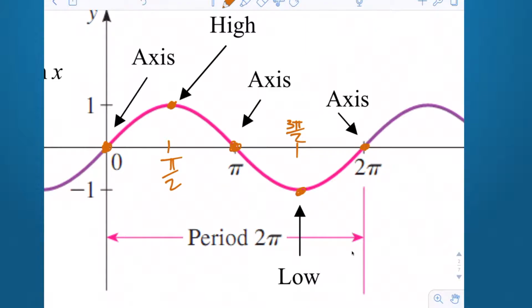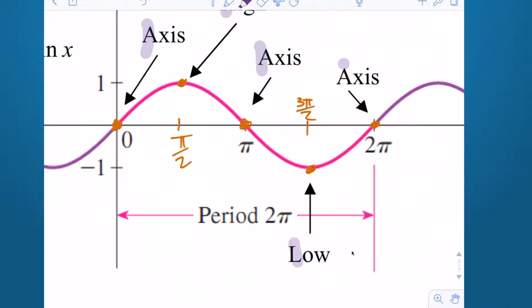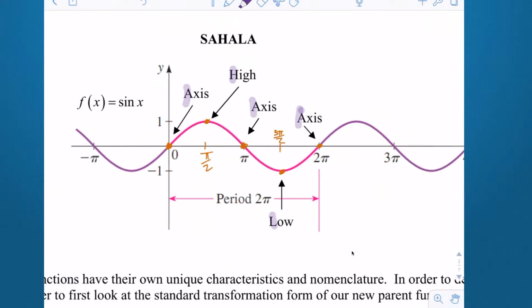So those quadrantal angles, 0, pi halves, pi, 3 pi halves, and 2 pi, I call the critical values for sine. Critical in the sense that they're all you need to sketch one cycle. So notice we start on the axis, then we go high, then axis, then low, and then axis. And that's one cycle. So you need 5 critical values for one cycle. So sine goes axis, high, axis, low, axis.